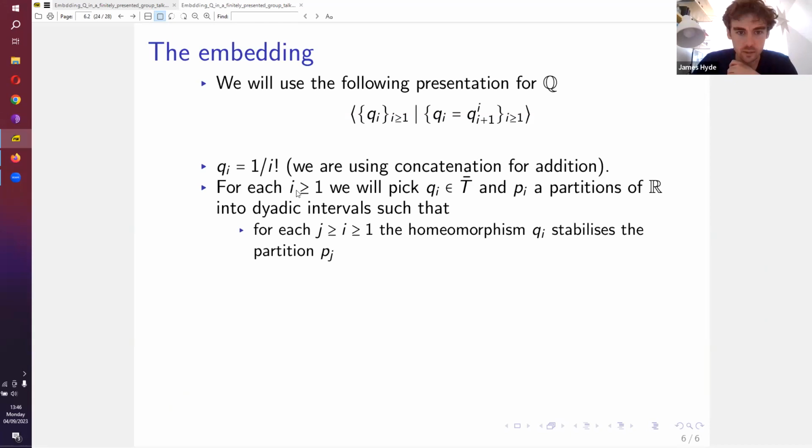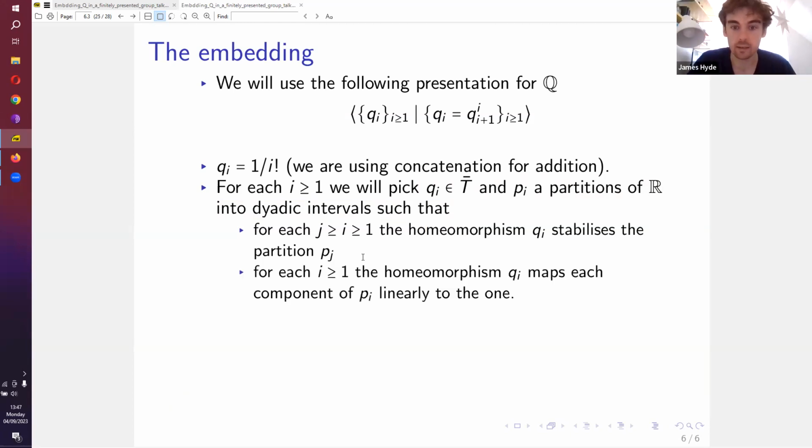Okay, so for each i, we're going to find a qi in T bar and a partition of the reals into dyadic intervals. And this partition is going to be stabilized by qj with j less than i. I've just used i and j the other way around in the slides. Sorry. And then this partition determines qi, as in the pi partition determines qi, because qi just maps each component to the next component. And we can do that because, I suppose, I've glossed over what I mean by dyadic intervals.